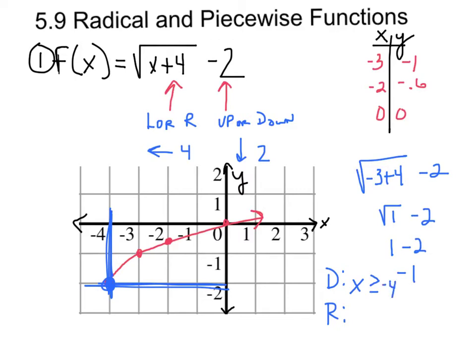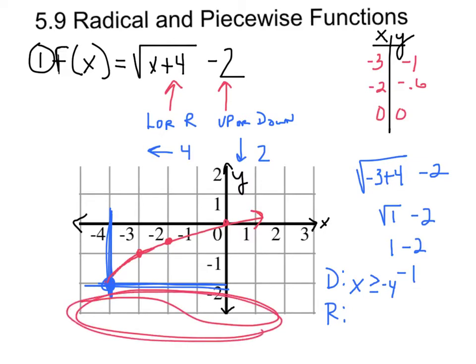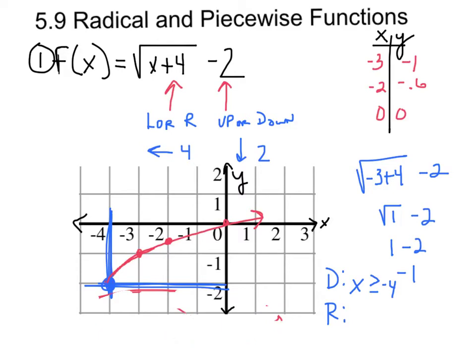Your y values, notice this, your y value starts here and then starts going up. So your y value can't go down in this area, right here. Can't be down there. And so that means your y value, which if you look at your y-axis right here, has to be more than -2. So your y value, your range, has to be greater than or equal to -2. So the domain is greater than or equal to -4. The range is greater than or equal to -2.